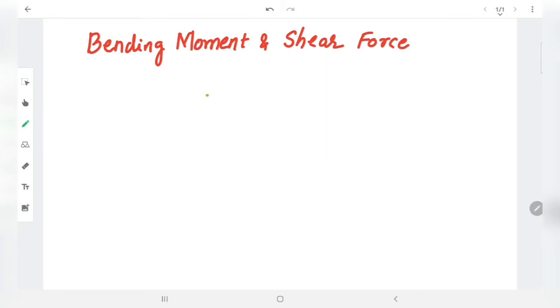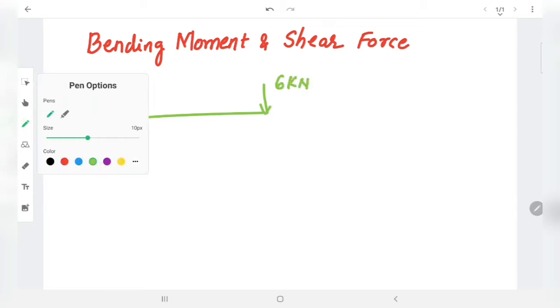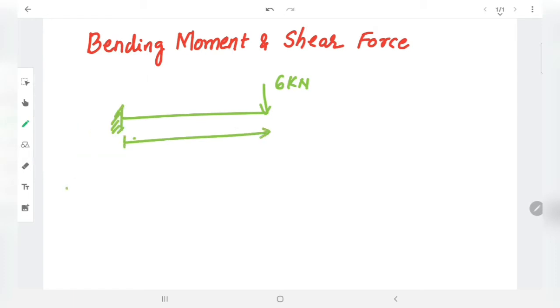Hi all, today we'll be discussing how to calculate bending moment and shear force for a simply supported beam. Okay, here I'll be taking the example of a cantilever beam which carries a point load of 6 kN, and the span of the beam is taken as 3 meter.